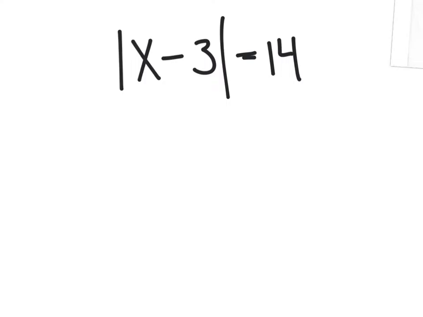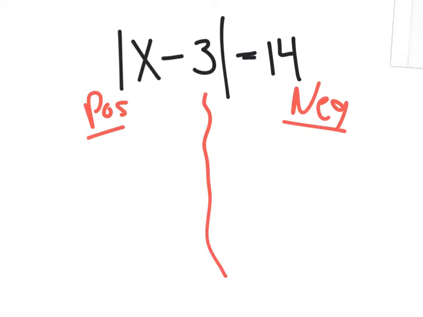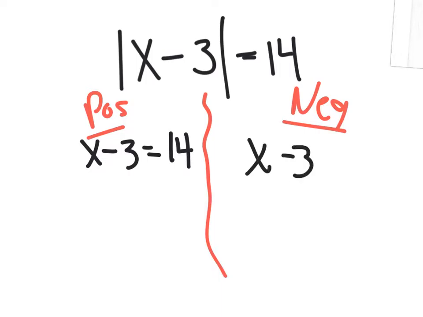Okay, so you should have finished it by now, and we are again going to set up the positive situation and the negative situation. Okay, squiggly line in the middle. How do you do the positive situation? Exactly the way it is, x minus 3 equals 14 without the absolute values. The negative situation is the same thing: x minus 3 equals, but instead of 14, we change it to a negative 14. And then we solve both.